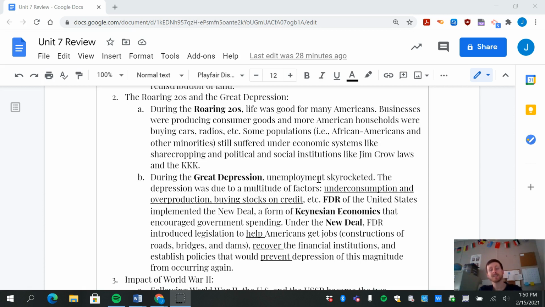Now, while all this is going on, it's not like life in the United States is just everybody's doing great. If you look at African Americans and other minorities, they're still facing the same economic hardships under the sharecropping system. They are still dealing with the political and social institutions like the Jim Crow laws as well as the KKK. So while generally the Roaring Twenties are described as a positive time, it's not a positive time for every single person in the United States.